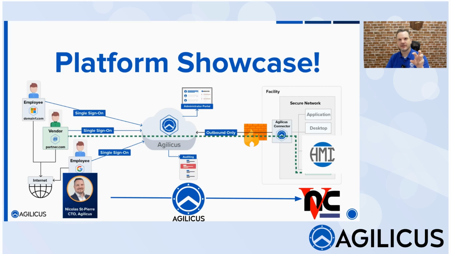I have an identity. I'm going to traverse through the Agilicus NEX platform. On the secure network part, I have a workstation running VNC with HMIs on it. It does not have internet access. What it does have is reachability to the local Agilicus connector. That connector from Agilicus only ever connects outbound over port 443 using TLS to our cloud platform, regardless of the number of users or the types of applications or protocols that I am sharing on that secure network.